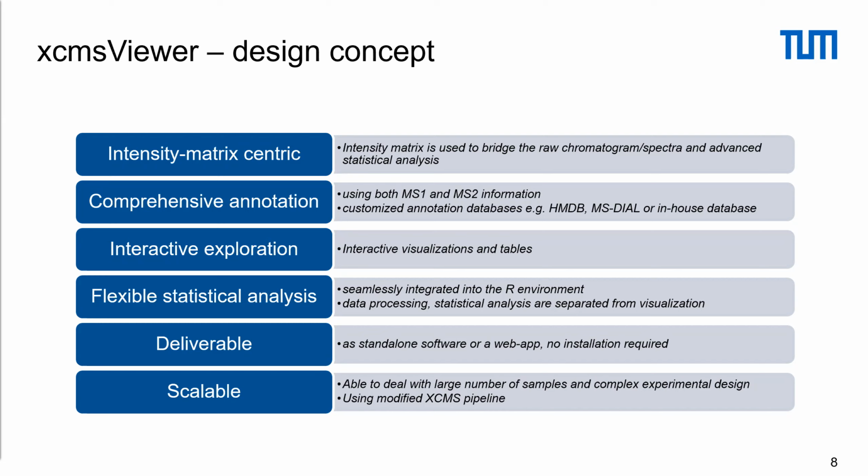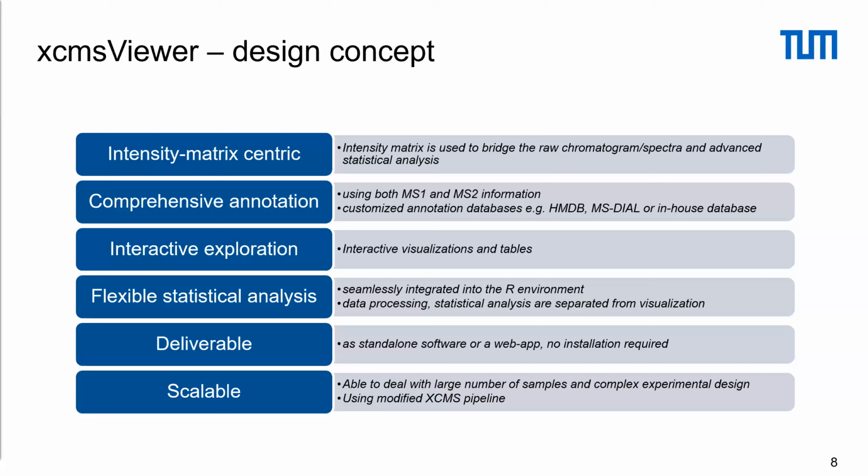The first is that it is intensity matrix centric. Intensity matrix is a matrix where the rows are the metabolites and the columns are the samples. All the values in the matrix are intensities. The intensity indicates how abundant a metabolite is in a sample. This matrix is very important because all the downstream analysis will rely on it, for example, the t-test and PCA. It is the input for the downstream analysis.